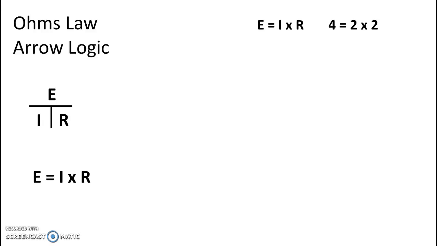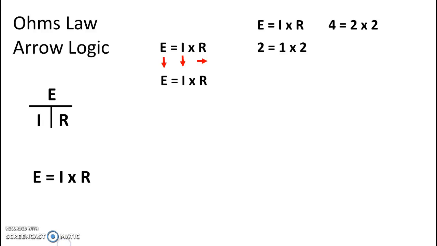So let's try an example of how it works. Let's say I have a formula where current decreases and resistance stays the same. If I put it into that very simple math formula and say, okay, current goes down to 1 and resistance stays at 2, well then I can see really easily that 1 times 2 is 2. So voltage actually goes down from my original formula.